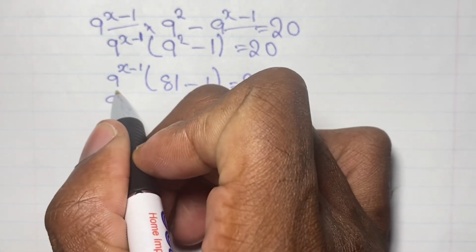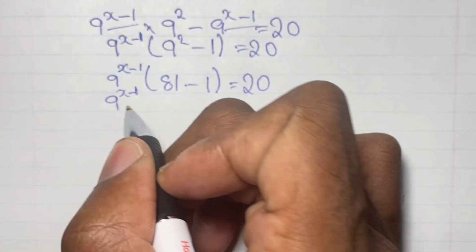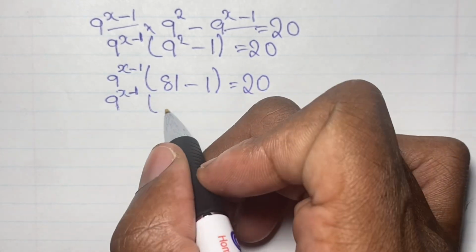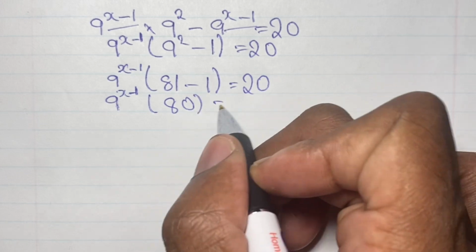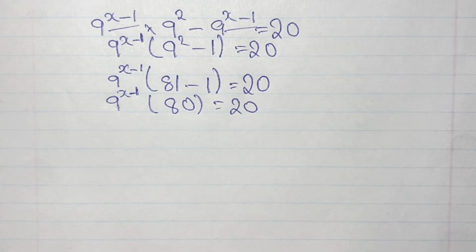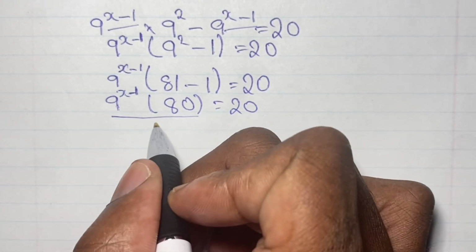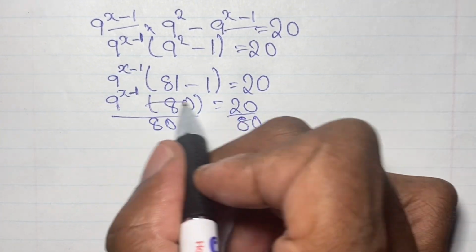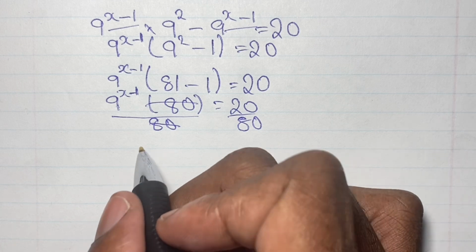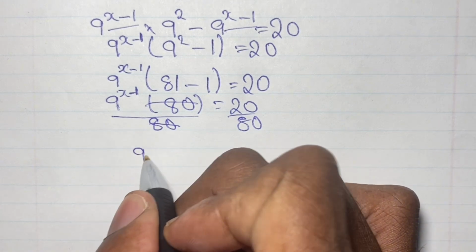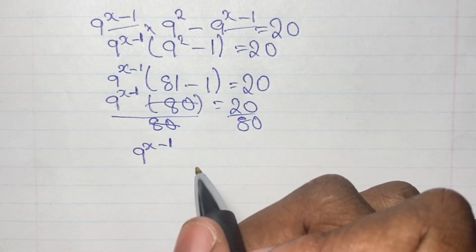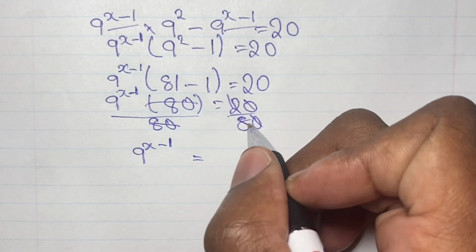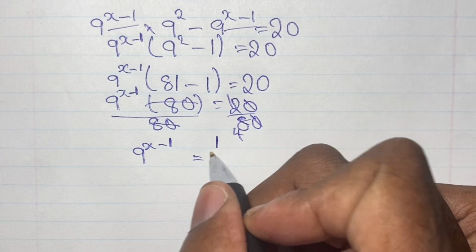So then this means that we have 9 to the power of x minus 1, and in our brackets we would have 81 minus 1, and 81 minus 1 gives us 80, and so we have all of that equals to 20. And now we can divide both sides by 80, so 80 will be cancelled out on the left, and on the right we would have 20 over 80, and 20 over 80 gives us 1/4. So we would have 9 to the power of x minus 1 is equal to 1/4. Or we could say a quarter, so 20 divided by 80 gives us a quarter.